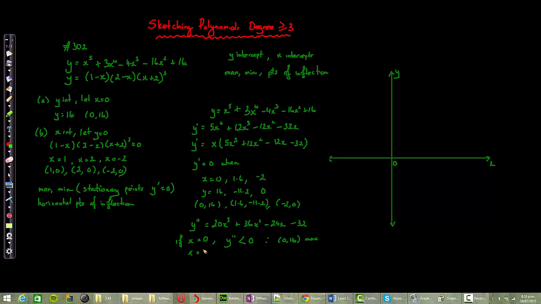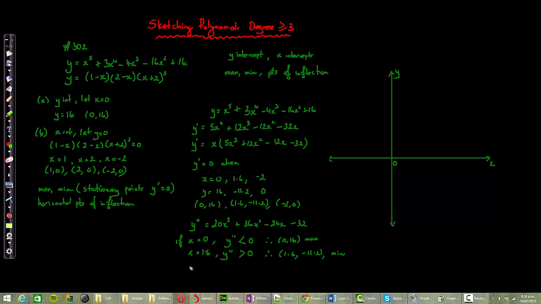And if x is equal to 1.6, the second derivative, now putting that throughout here, I got a value greater than 0, and you can check on that. Okay, but yeah, it does come out to be greater than 0, and therefore that tells me that the point 1.6, negative 11.2, is a minimum point.